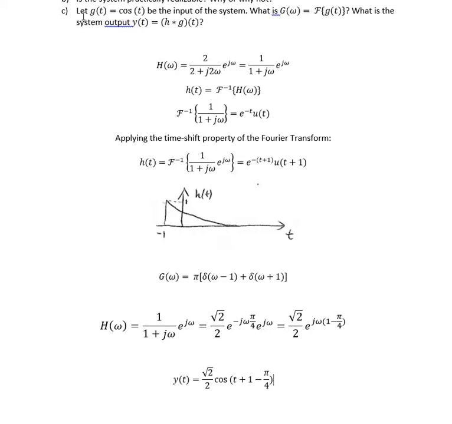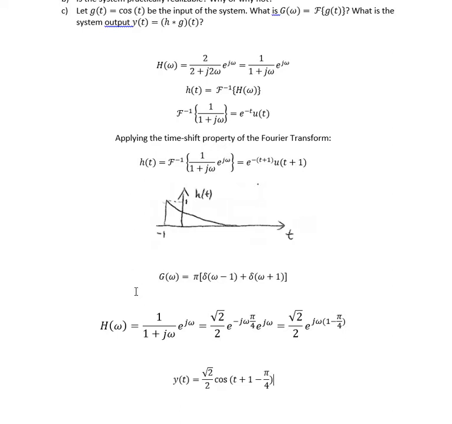Let g(t) = cos(t) be the input of the system. For my G(ω), I have a straight pair on the Fourier transform table, and I can write G(ω) as my Fourier transform of g(t) equals π times [δ(ω−1) + δ(ω+1)]. That is my ω0 of g(t).